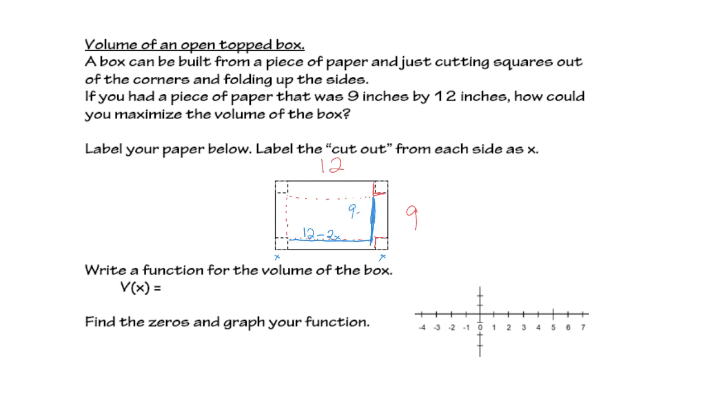Of course, 9 minus 2x. Okay, so with that concept, we're going to write a volume function for what the volume of that box is going to be. So remember from pre-algebra or geometry, the volume of a box is length times width times height. So the length looks like we have a 12 minus 2x. And our width is a 9 minus 2x.